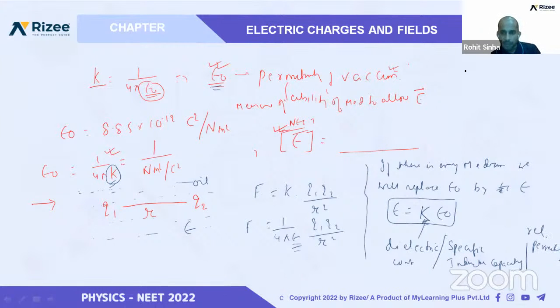Why do we say relative permittivity? Because we write K is equal to epsilon by epsilon naught, and since it is the ratio of the medium permittivity and the vacuum permittivity, K is also called relative permittivity, and the unit of K is no unit, unitless and dimensionless.